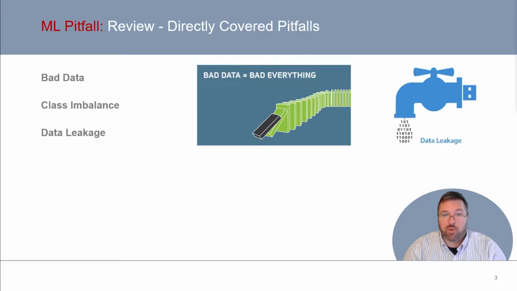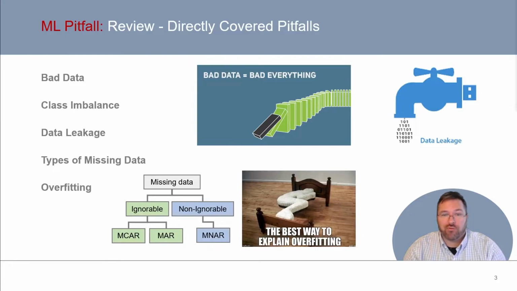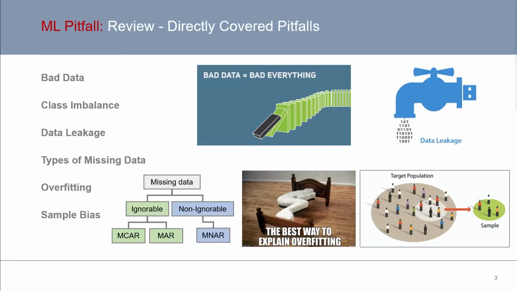Data leakage, where data that shouldn't be included in training was included. We also talked about different kinds of missingness in data, and how this can impact how we prepare data, including cleaning and feature engineering. And of course, we covered overfitting, where an algorithm ends up memorizing training data rather than effectively capturing generalizable associations. And lastly, we covered sample bias, where the instances we collect or partition to make up our training data end up not being representative of the larger population or dataset.